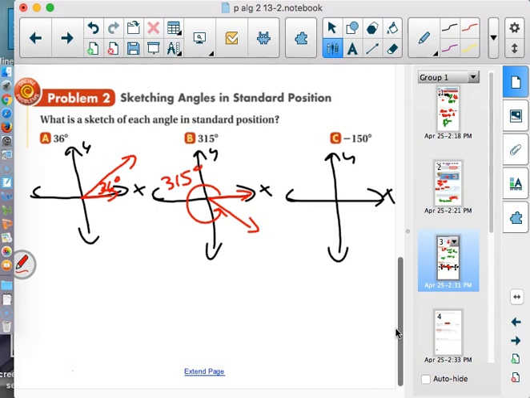BJ, pay attention up here. Negative 150. Negative tells us we're going where? Clockwise. All the way down? And then some? Okay, so how much is the then some? Another 60? So we are just approximating. I'm not going to give you protractors to go through and do this.